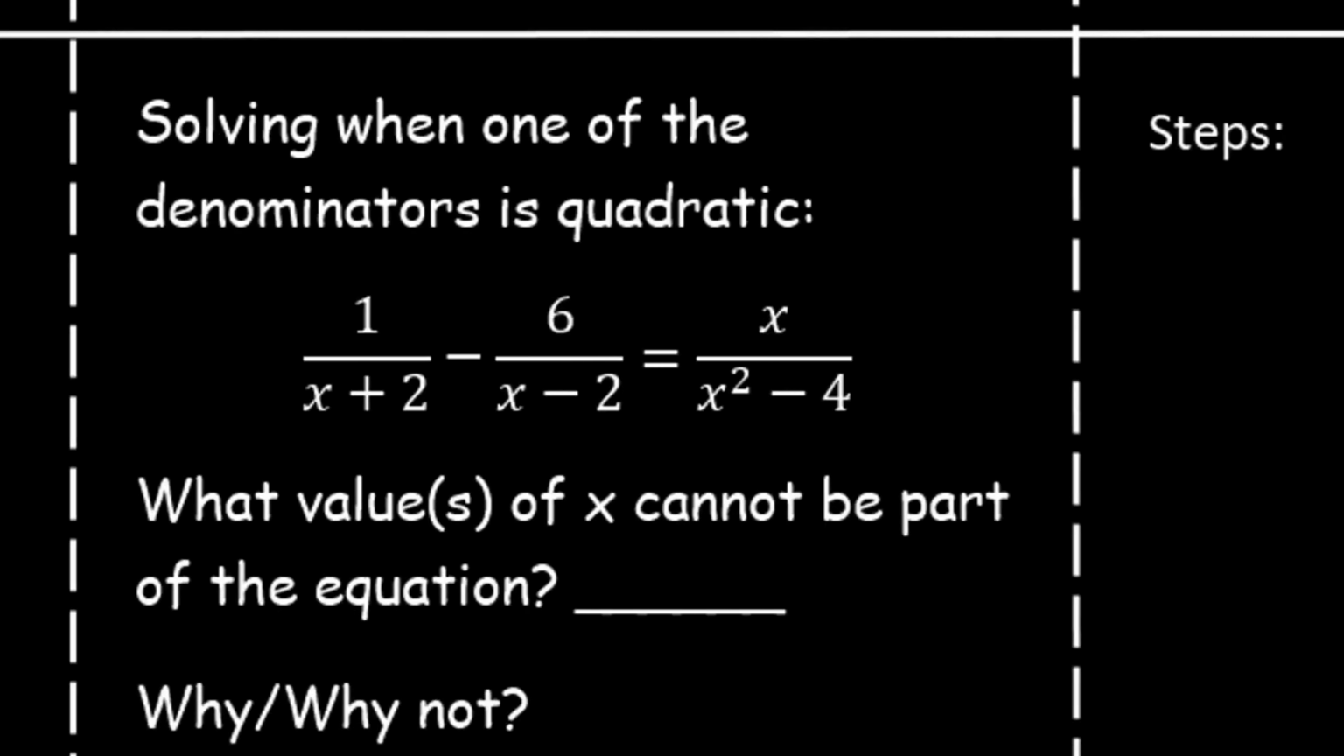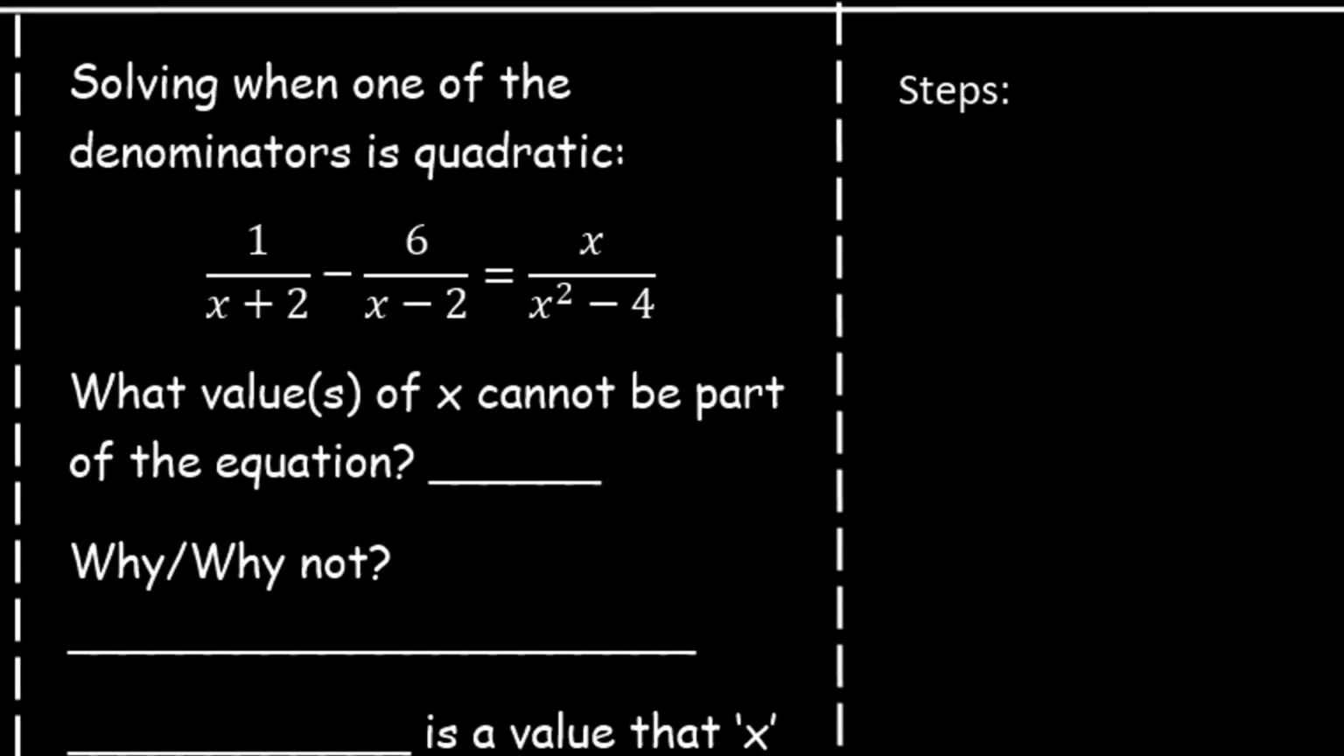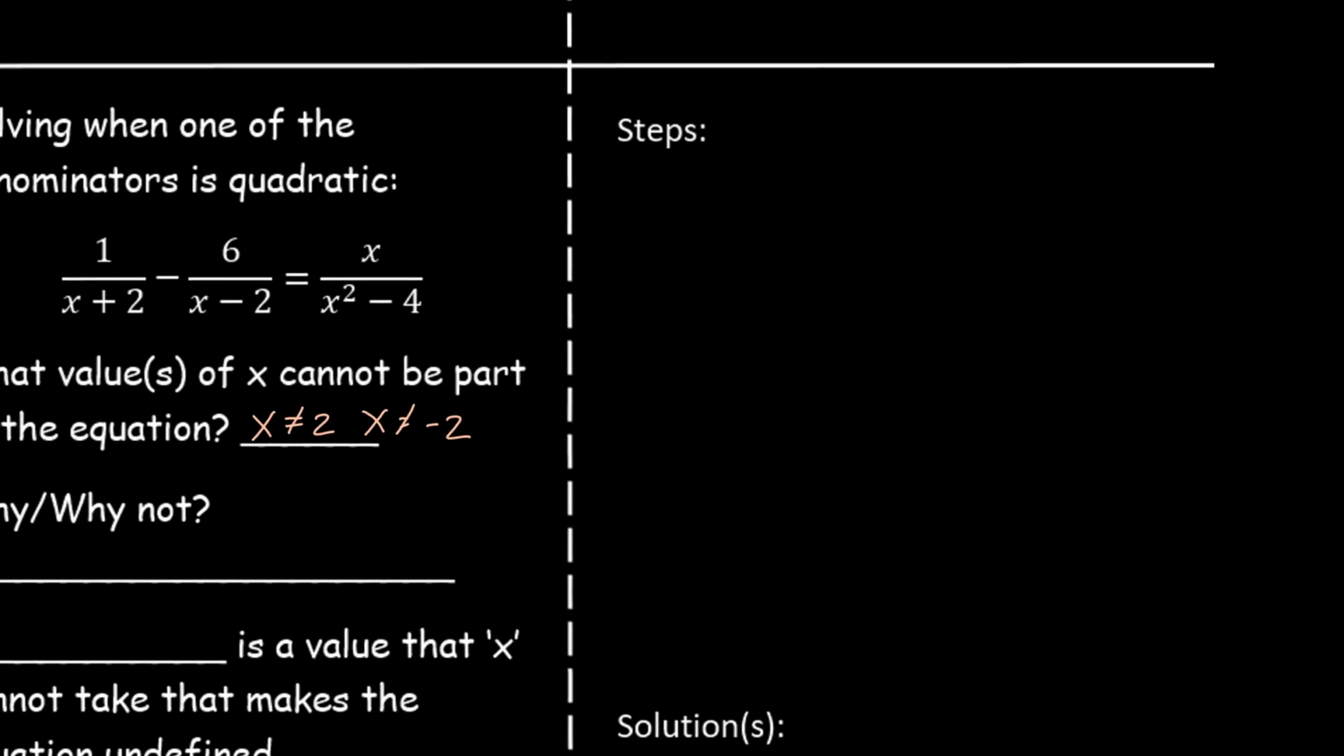Okay, so now for the last one. We're almost done. So, what values of x would make this undefined? Yeah, you can't have a positive 2 and you cannot have a negative 2. Both of these would make the equation undefined. All right, so let's go ahead and start doing this problem.